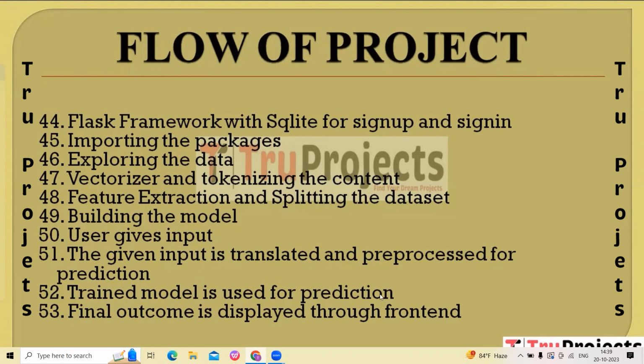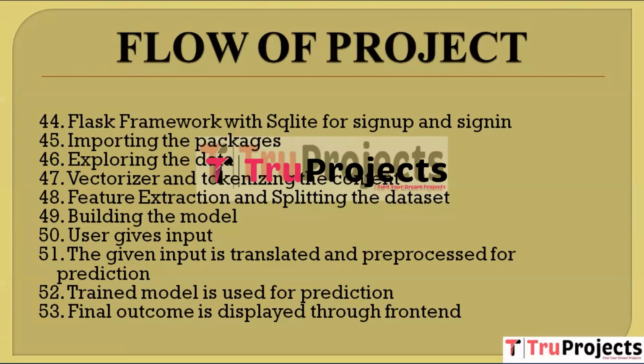Then we have trained model is used for prediction. The pre-processed input is fed into the trained machine learning model. The model processes the input and generates predictions or responses depending upon the specific application. And the last one here we have final outcome is displayed through front end. The model's output or prediction is presented to the user through a front-end user interface. In an NLP context, this might be a chatbot response, a translation or any other relevant information.